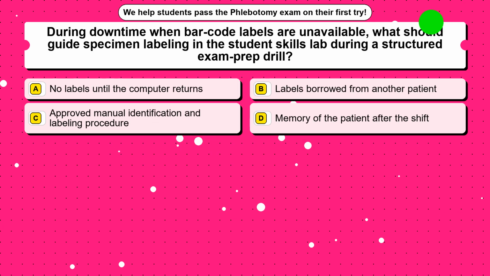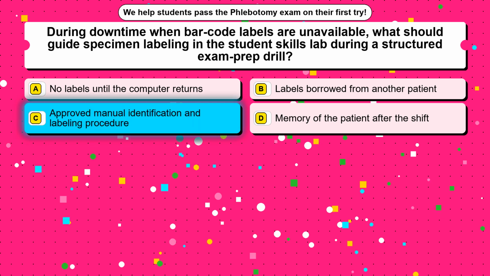Question 97. During downtime when barcode labels are unavailable, what should guide specimen labeling in the student skills lab during a structured exam prep drill? Option A. No labels until the computer returns. Option B. Labels borrowed from another patient. Option C. Approved manual identification and labeling procedure. Option D. Memory of the patient after the shift.